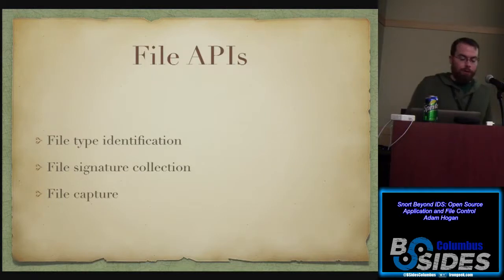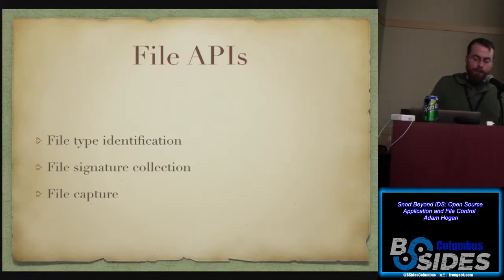So we can also include, with those file APIs, file type identification. If we want to pick out files that are traversing the network and identify their file type, we can do that. And again, it does that by file magic, not just by file name extension. It doesn't really care what that is. It looks into the file to determine what file type it is.